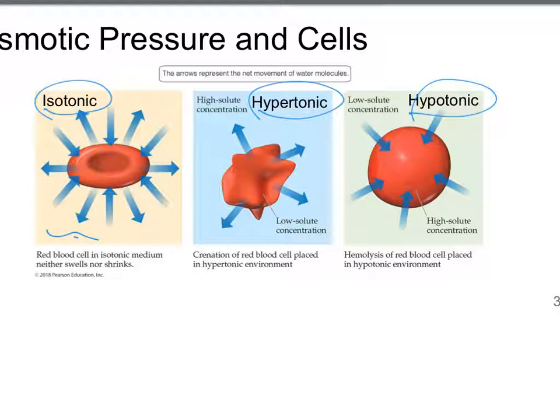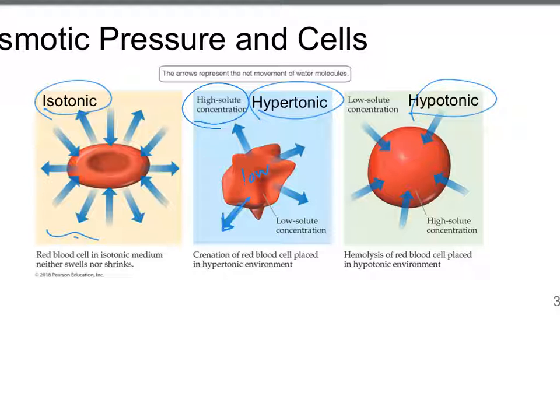In a hypertonic solution, there's a high concentration of solute outside of the cell and a low concentration inside of the cell. So low solute. And so this is just like our picture for the osmotic pressure, where the water, the solvent, is going to move from low concentration to high concentration. So we see a net movement of water from the cell to the medium. And we see a shrinking of the cell.